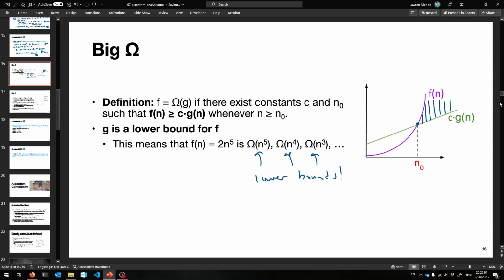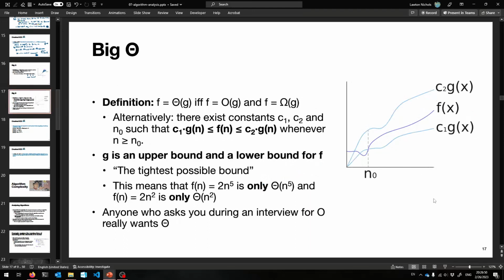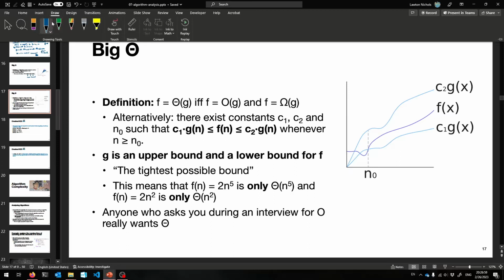And I hope that makes a little bit of sense. So that's big omega. Next comes big theta. Big theta is in the middle. It's both big O and big omega at the same time, if that makes sense. So that legitimately is the definition, though.